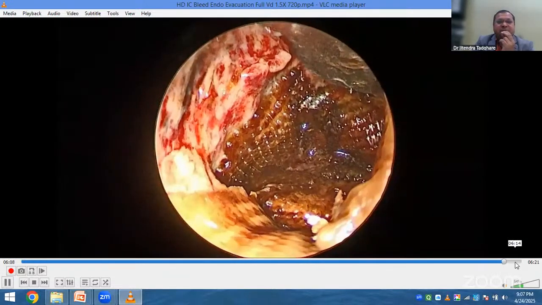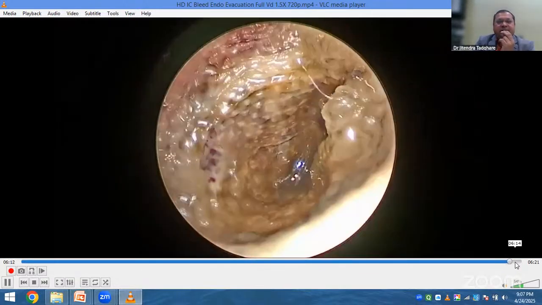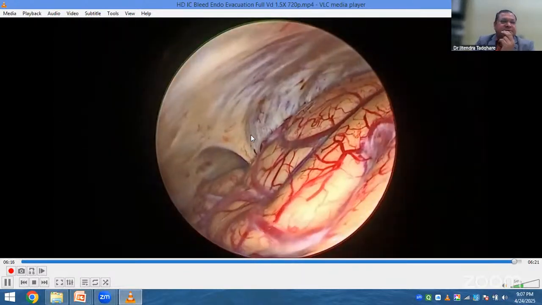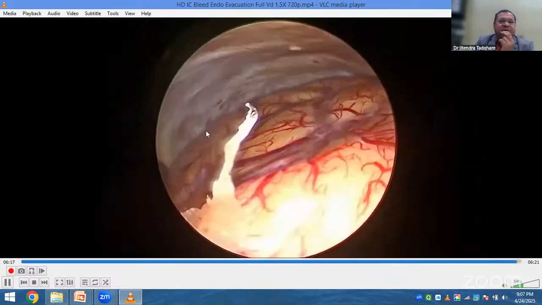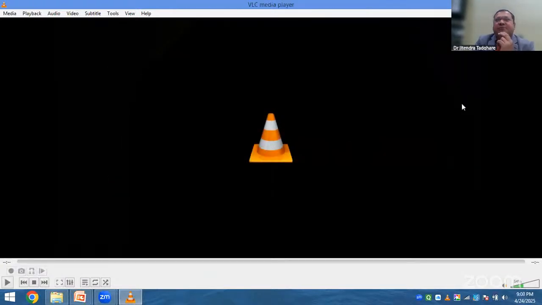We keep a hemostat material, Surgicel, inside, and we can see the subdural space. It is quite lax and there is no active bleeding inside.